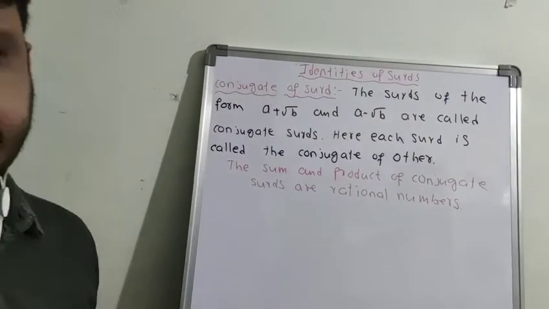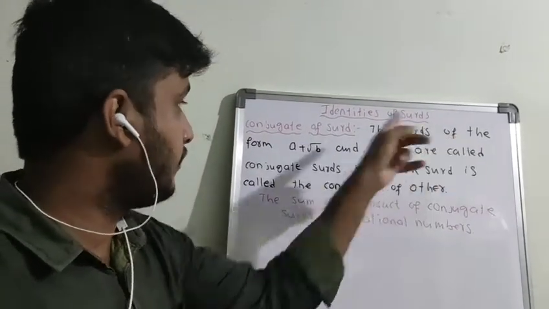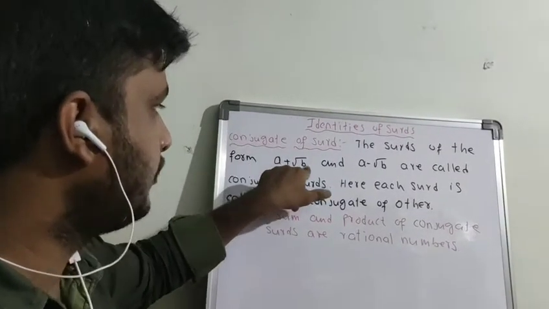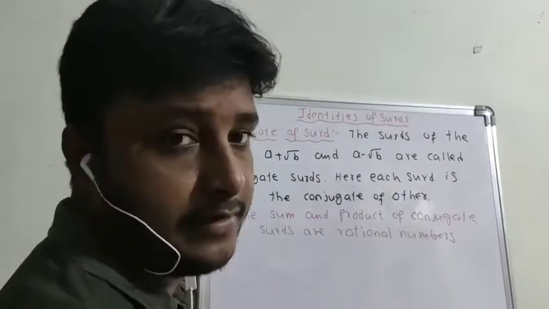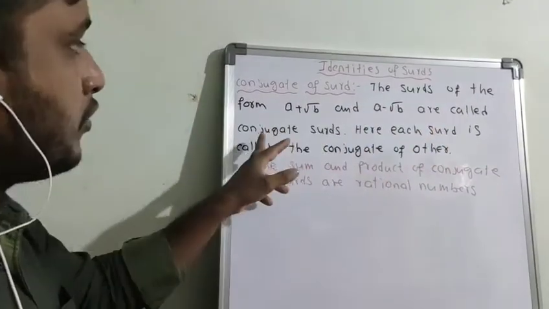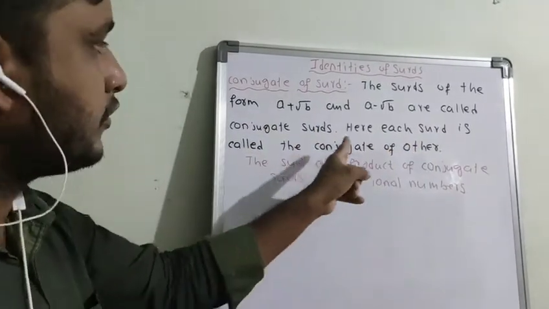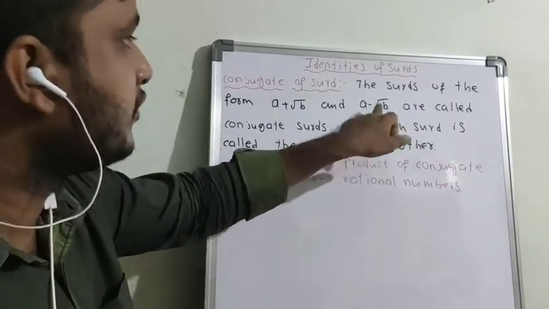Definition of conjugate of a surd. So what is the conjugate of a surd? The two surds of the form a plus root b and a minus root b. Here observe, a and root b are the same, only the sign between the two numbers is different, the opposite sign. A plus root b and a minus root b are called conjugate surds. Why are they called conjugate surds? Here each surd is called the conjugate of the other. That means a plus root b is the conjugate of a minus root b, and a minus root b is the conjugate of a plus root b.